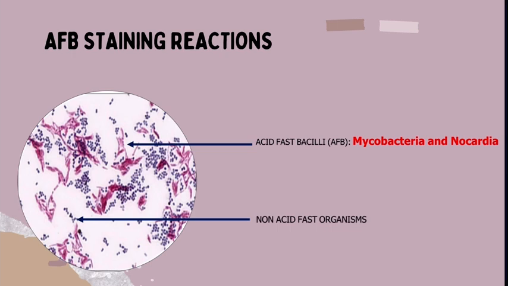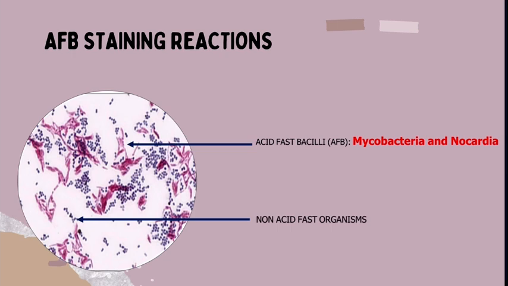Bacteria displaying acid fastness include the genus Mycobacterium and the genus Nocardia. Under the genus Mycobacterium, you have Mycobacterium leprae, Mycobacterium tuberculosis, Mycobacterium smegmatis, Mycobacterium avium complex, and Mycobacterium kansasii. For the genus Nocardia, you have Nocardia brasiliensis, Nocardia cyriacigeorgica, Nocardia farcinica, and Nocardia nova.